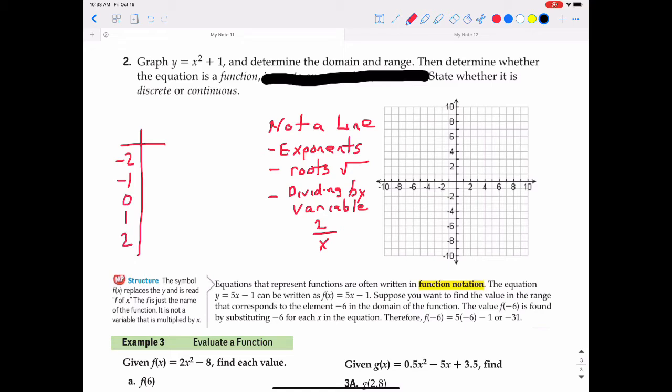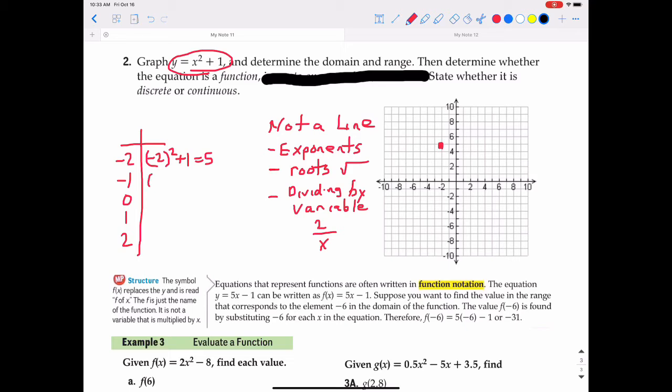So you're going to plug each one of those in for the x in the equation y equals x squared plus 1. Get your answer for y, and then we're going to graph and see what it looks like. So what is -2 squared plus 1? Well, -2 squared is +4. 4 plus 1 is 5. So this represents the point -2, 5. So I'll go over here and graph -2, 5.